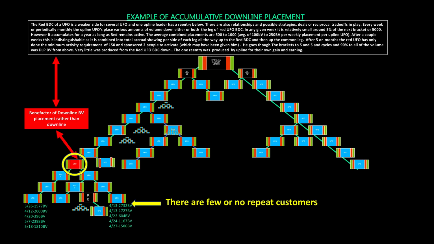You can't tell what was downline placed or what was generated from below. It just all combines, so it keeps adding up. After 5 to 6 months, this person hits a check or does 5 and 5. And when we look at it, all they did was their personal requirement and sponsored a couple people, and those people did 200. But 90% of the volume to do 5 and 5 was placement volume from above.